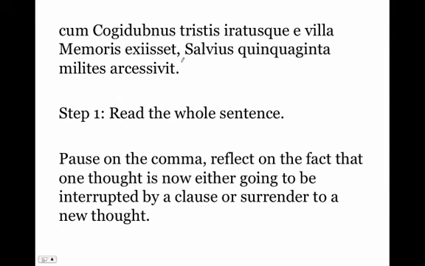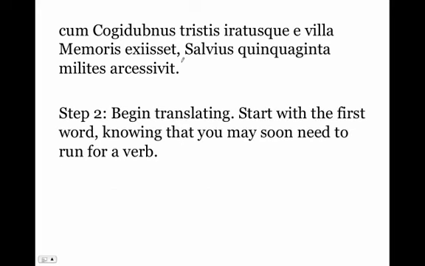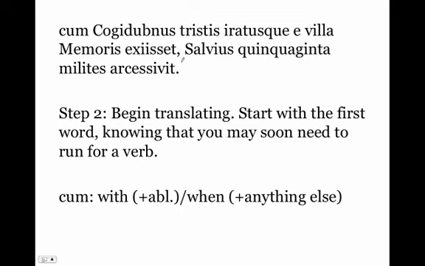So, back to our sentence. Cum Cogidubnus tristis iratusque e villa Memoris exisset, comma, Salvius quinquaginta milites arcessivit. Now, we begin translating. We can go ahead and start with the first word. Now, sometimes we know that the first word, like if it's an accusative or something, it's not going to be our subject, but let's go ahead and start with the first word, but we always have to get ready to run to our main verb.